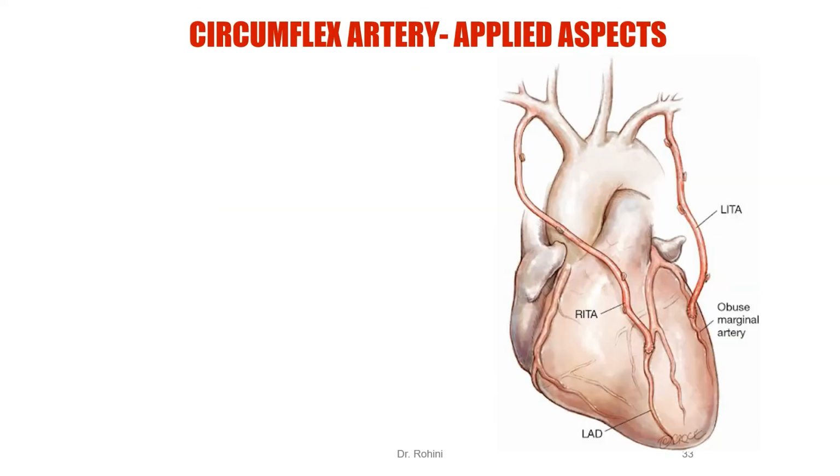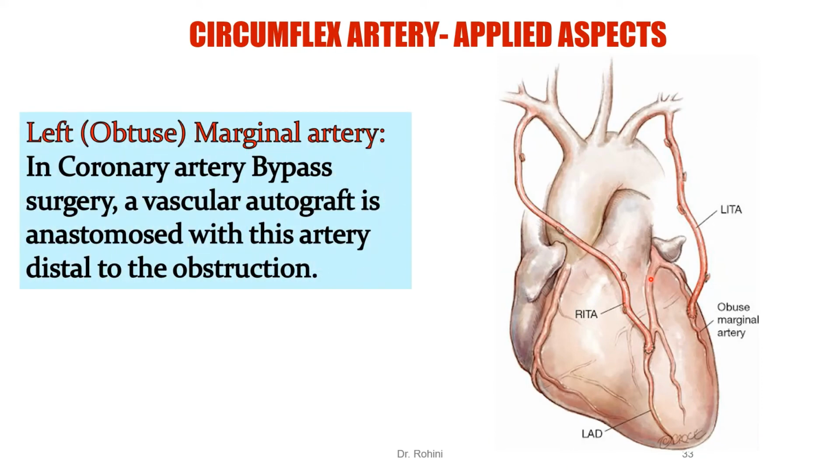This artery, the obtuse marginal artery, is important because in coronary artery bypass surgeries, a vascular autograft is anastomosed with this artery distal to its obstruction. I already mentioned this while discussing the internal thoracic artery, which is commonly used as a graft. So for the heart, the left anterior descending and this obtuse marginal artery are commonly used in coronary artery bypass grafts. I hope everything is clear till now.